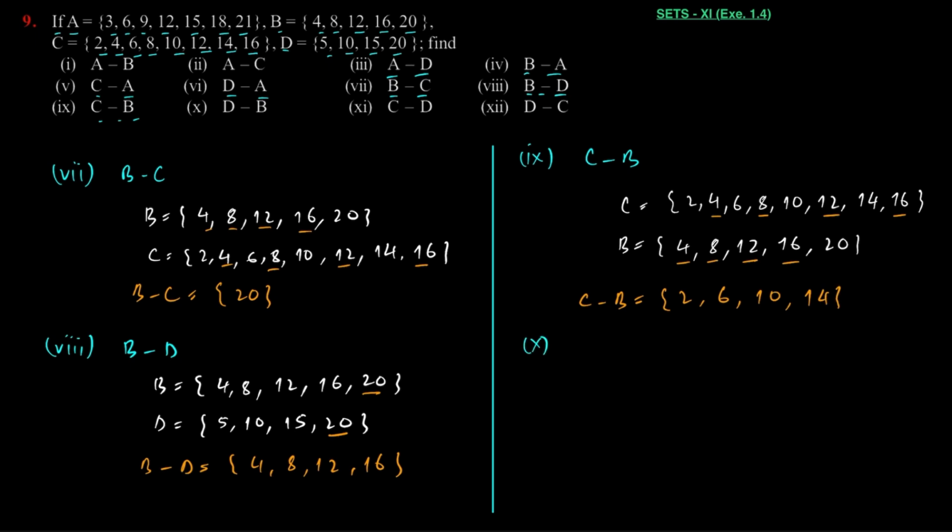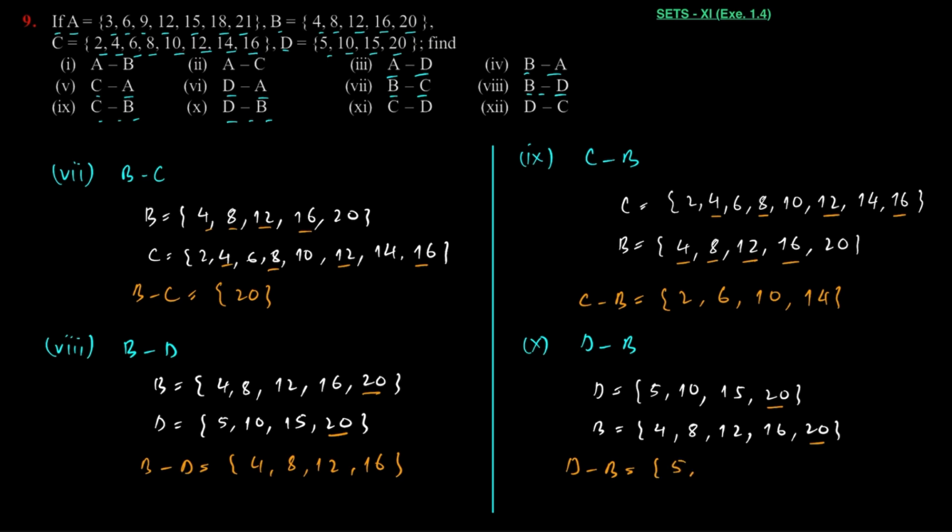Part number 10. What is D minus B? Set D is having elements as 5, 10, 15, and 20, while set B is having elements as 4, 8, 12, 16, and 20. Here we have only one common element. Therefore, D minus B set will be having elements as 5, 10, and 15.